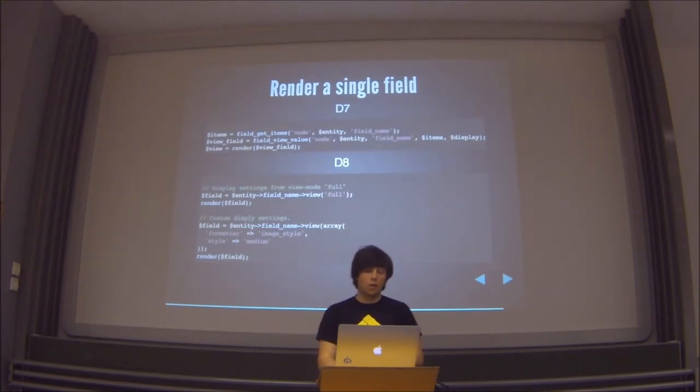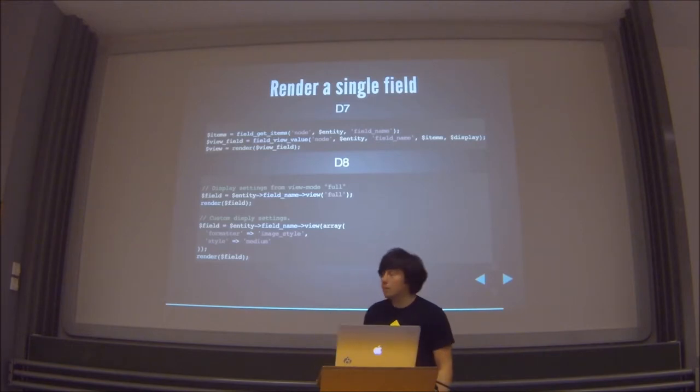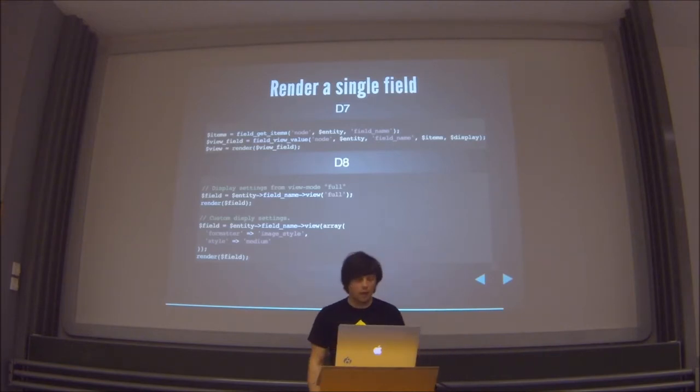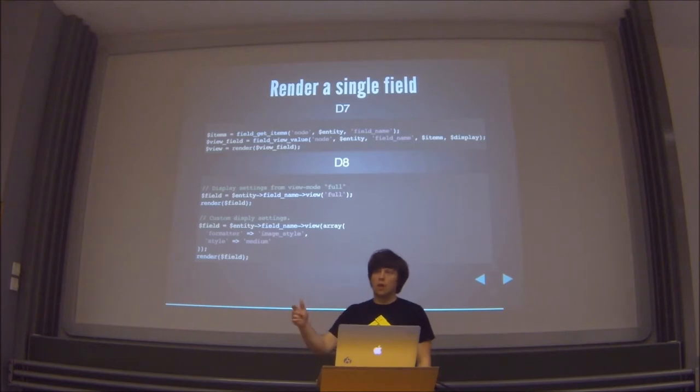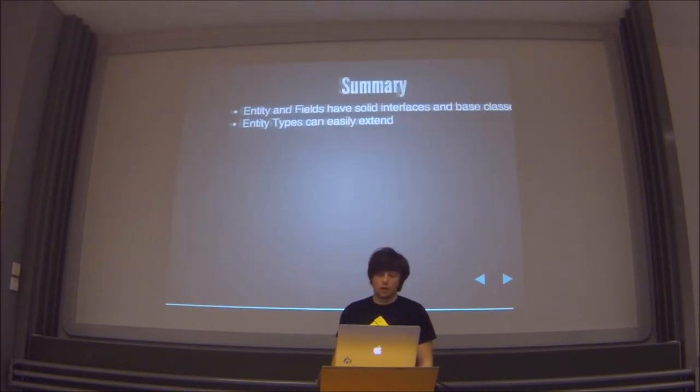Or you can provide an already loaded entity display, or you provide custom configuration. Like in this example, it's the same view method, but I pass in formatter image style, and style medium. So it invokes the image style formatter and renders the image in medium style.